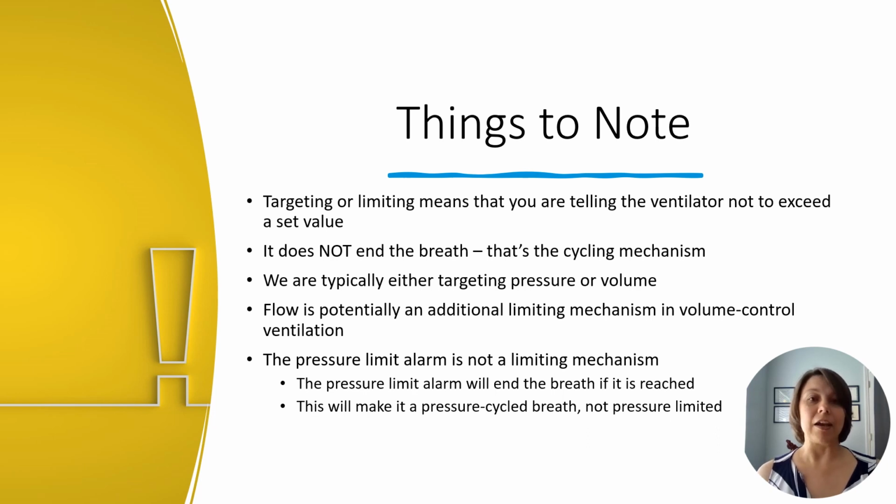And one last thing, we'll talk about it a little more in the cycling area. The pressure limit alarm is not a limiting mechanism. The pressure limit alarm will end the breath if it goes off. In other words, we set a high pressure limit of, say, 40 centimeters of water. If the breath were to reach 40 centimeters of water, the machine will turn it off, even if the set parameters were not delivered. But this is not a limiting mechanism. This actually ends up being a cycling mechanism because it ends the breath.